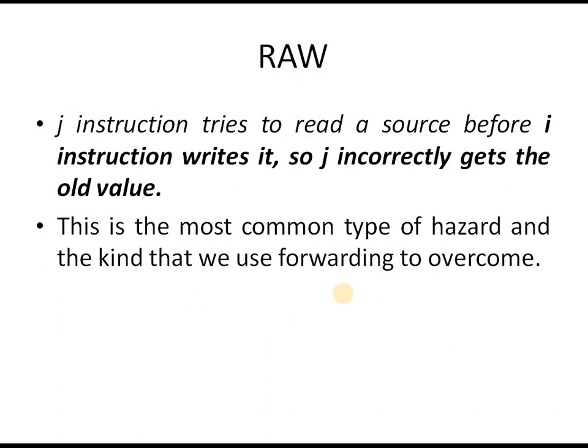RAW. Let's consider two instructions, instruction I and instruction J. Instruction J tries to read a source before instruction I writes it, so instruction J incorrectly gets the old value. This is the most common type of hazard and the kind that we use forwarding to overcome. We will discuss forwarding, what forwarding is, after some time.